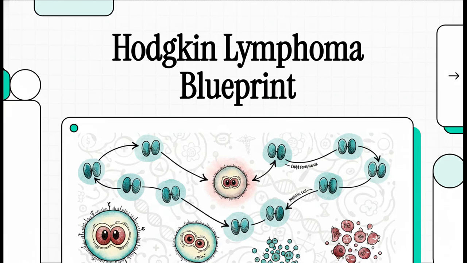Welcome to the Explainer. So imagine a cancer where literally just one specific, abnormal cell dictates the entire course of the disease. It's a lymphoma that spreads with such predictable, orderly precision, we can basically track it like a roadmap. Combine that with incredibly high cure rates and some of the most classic, easily recognizable diagnostic clues in all of medicine, and well, you've got Hodgkin lymphoma.